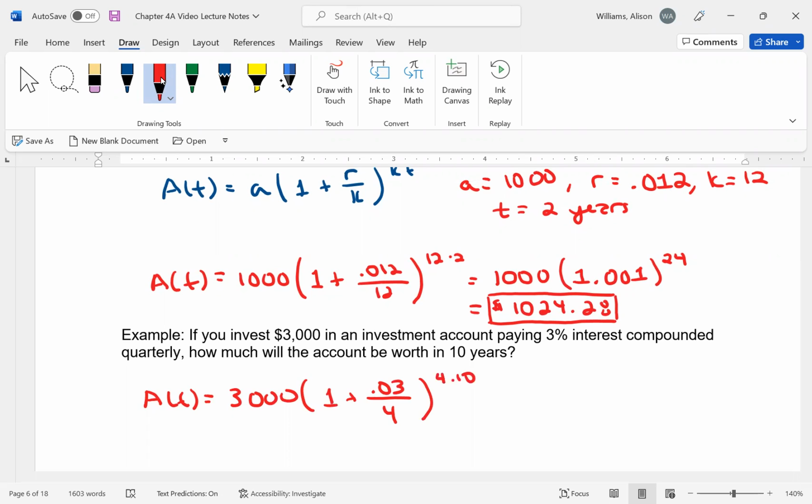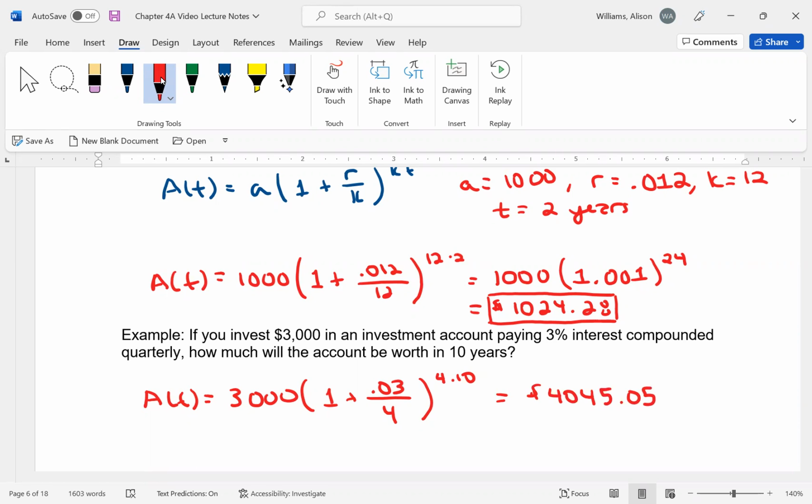So let's go ahead and plug this into the calculator. And actually, I think I have this one done. Let me see. Yep. So this one is $4,045.05. So that one earned over $1,000 in interest. Makes sense. You let it sit longer, higher interest rate.